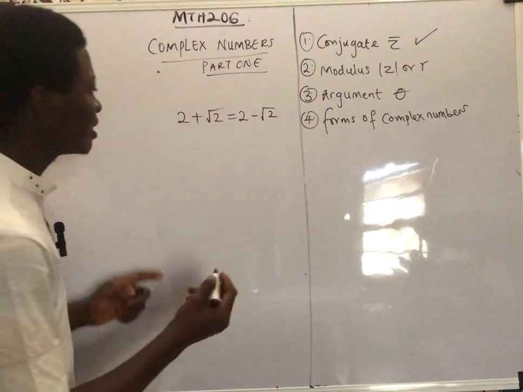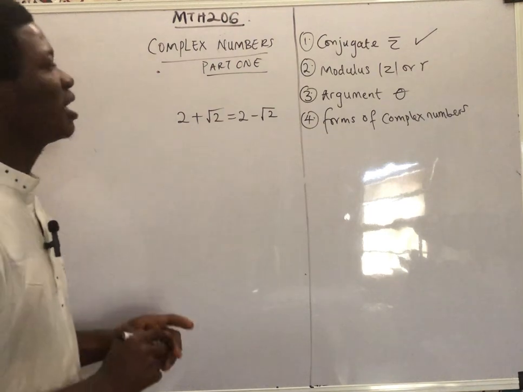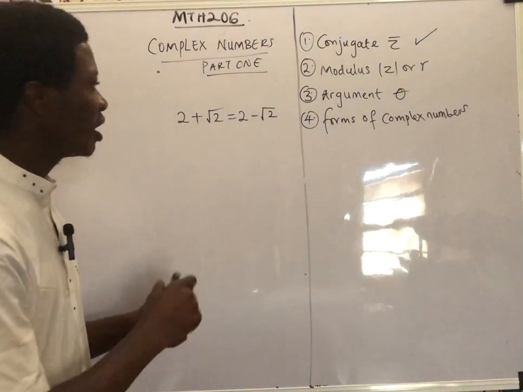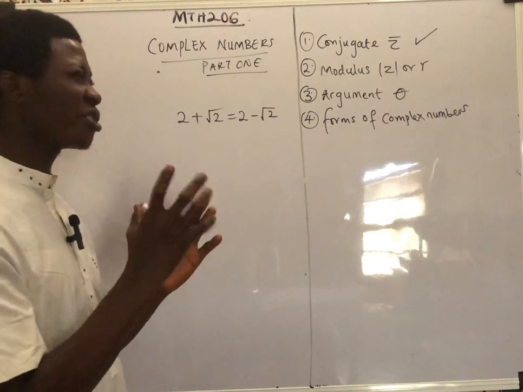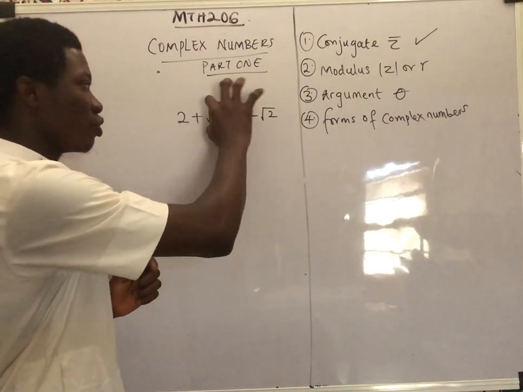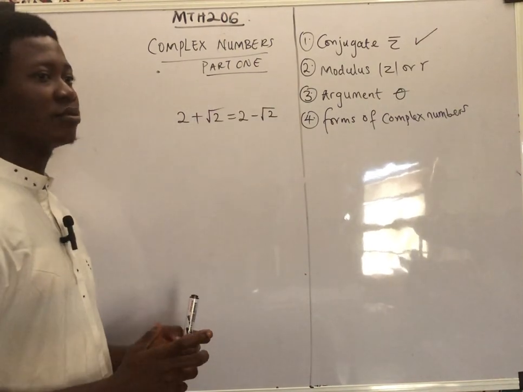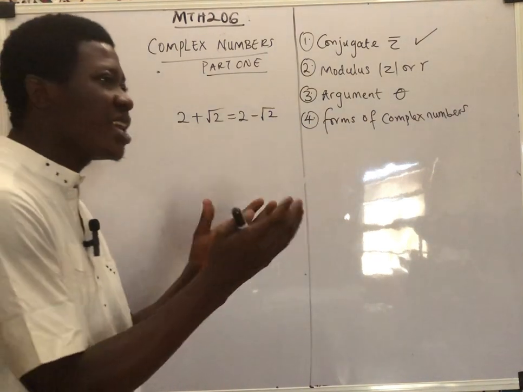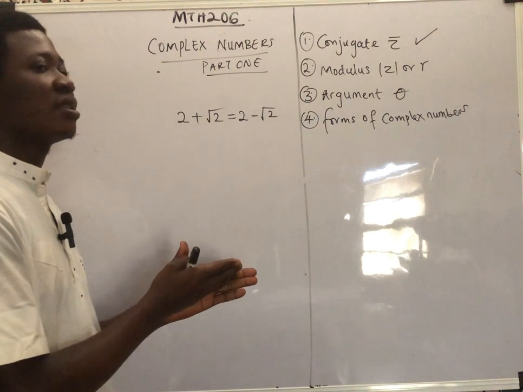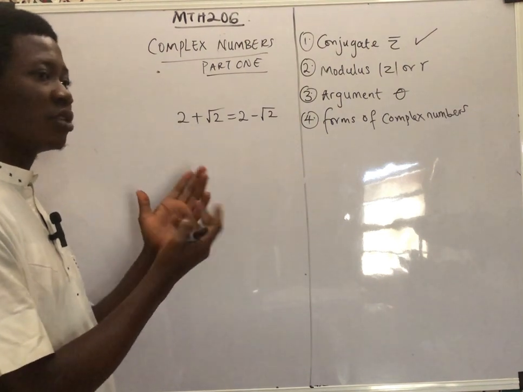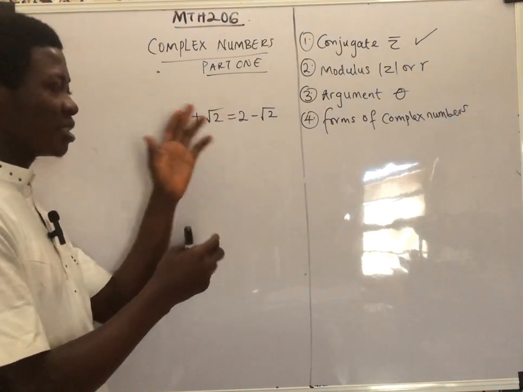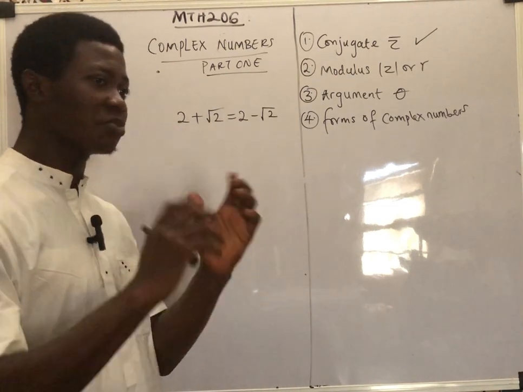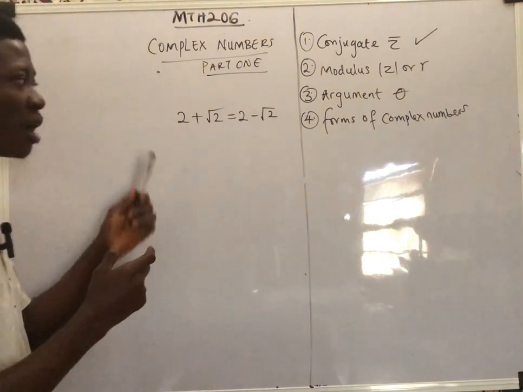Now, the same thing with complex numbers. Complex numbers are somehow related to surds, but not exactly, because root 2 is irrational, and a complex number has a part that is something like the irrational part, which is the imaginary part. So it's still somehow relating to this.